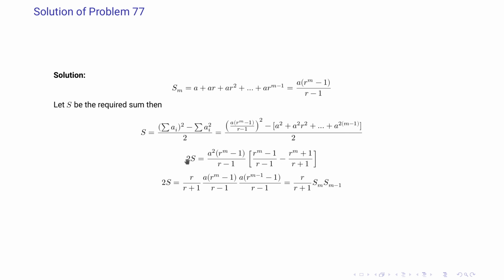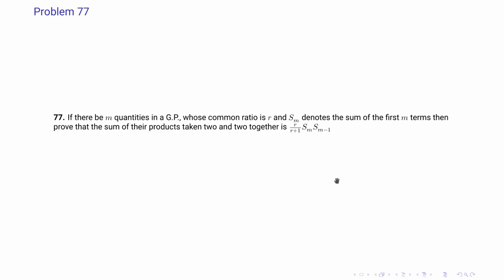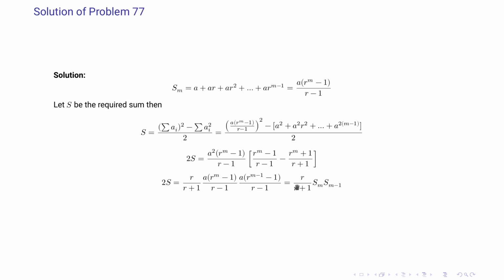So solving this, 2S ends up with the value r by r plus 1 into a multiplied with r to the power m minus 1 by r minus 1 into a into r to the power m minus 1 by r minus 1, which is equal to r by r plus 1 into Sm minus 1, which is what was required to be proven.